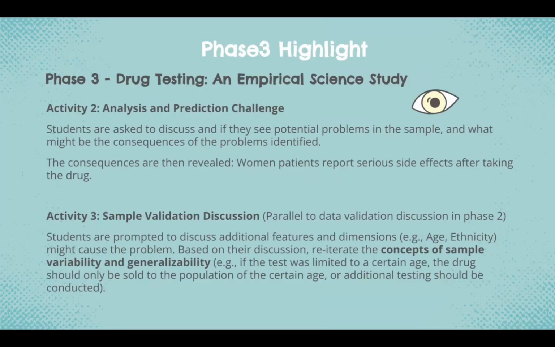Parallel to phase 2, the students are asked to identify features or parameters of the data or the sample that could influence the results, such as gender, age, and ethnicity, and reflect on how these parameters could lead to social and ethical consequences, such as no effectiveness on women and serious side effects on the elderly.